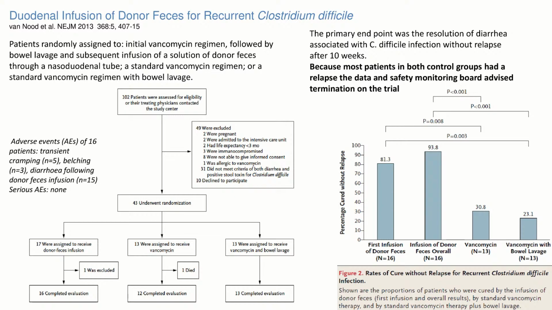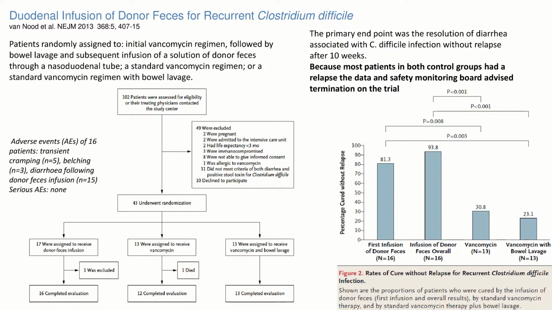17 of them were randomized to receive FMT via nasoduodenal tube. That included giving them a bowel lavage, which is essentially just bowel prep. 13 were assigned to receive vancomycin, the standard therapy to treat C. diff infection, and another 13 were randomized to receive the vancomycin in addition to bowel lavage. And the authors felt it was important to include bowel lavage because that in itself can affect the normal gut microbiota, so important to control for that.